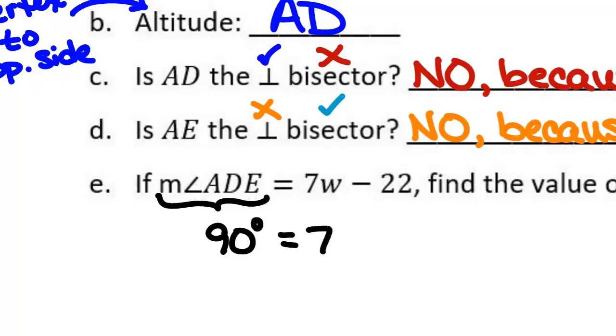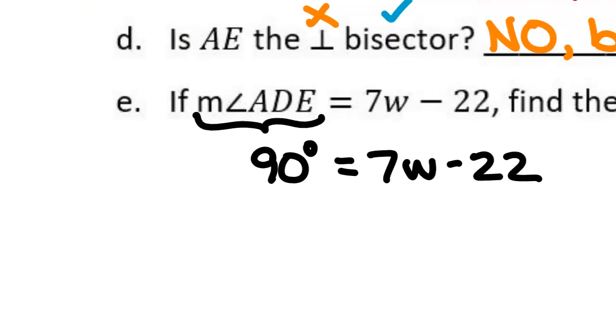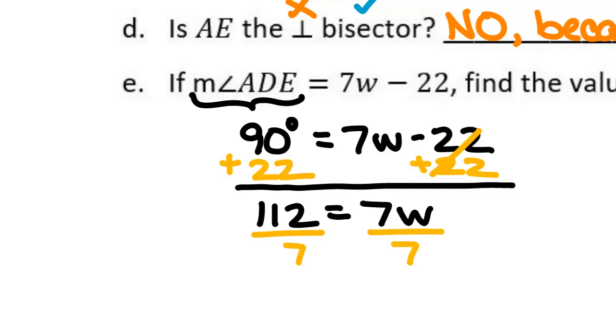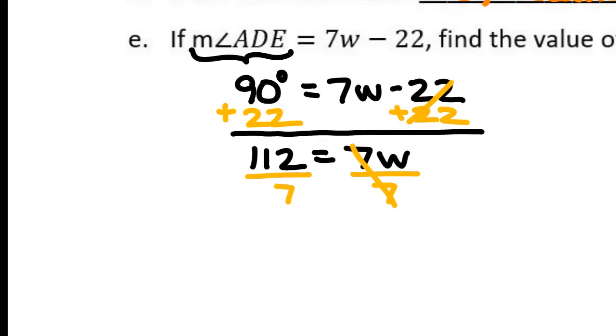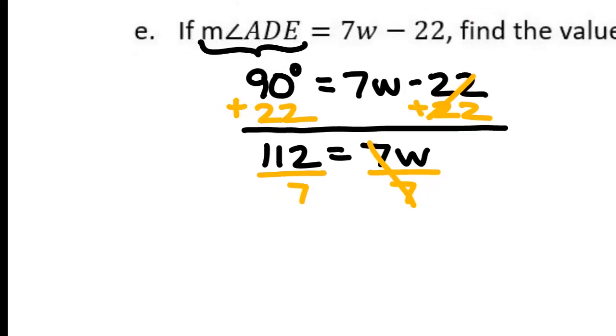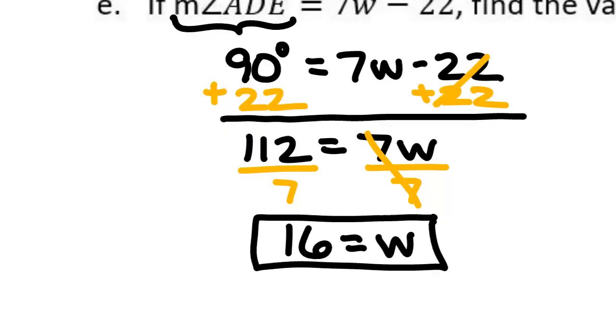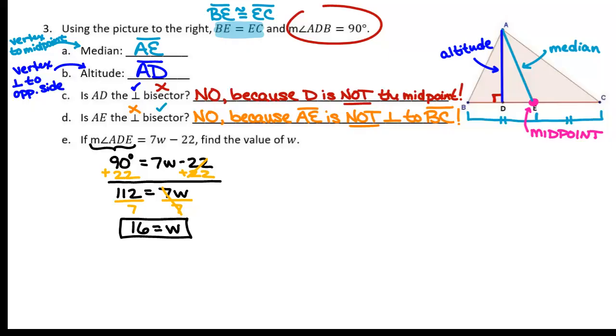So I have 90 equals 7W minus 22. And now we're going to solve this for W. So I'm going to add 22 to both sides. What is 90 plus 22? 112 equals 7W. And then we divide both sides by 7. What is 112 divided by 7? 16. 16 equals W. Absolutely fantastic.